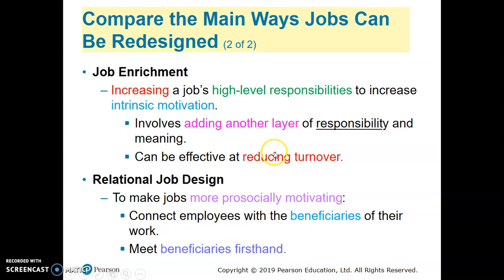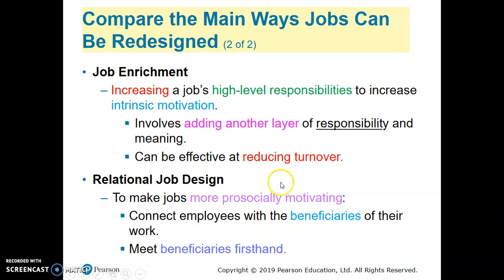For some employees, this would give them the perception that the organization trusts them and believes in their ability, so they have high self-confidence when they've been given job enrichment, that is, when they're given high-level responsibility.